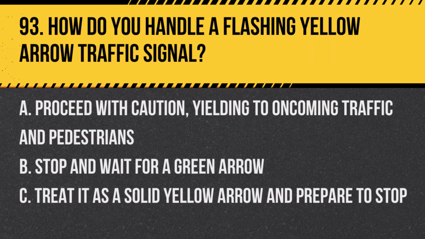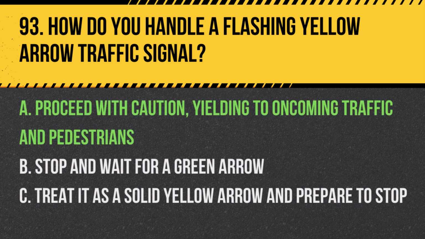Question 93. How do you handle a flashing yellow arrow traffic signal? A. Proceed with caution, yielding to oncoming traffic and pedestrians. B. Stop and wait for a green arrow. C. Treat it as a solid yellow arrow and prepare to stop.